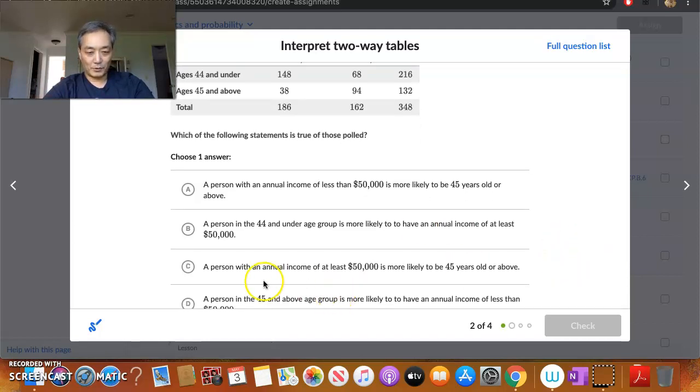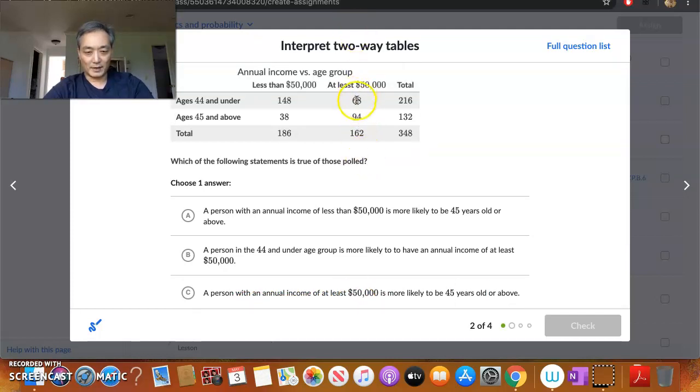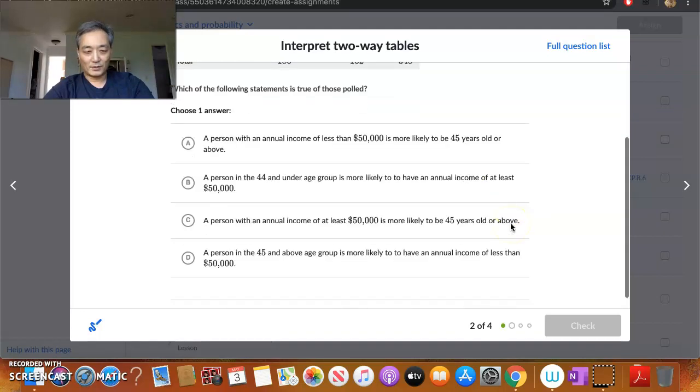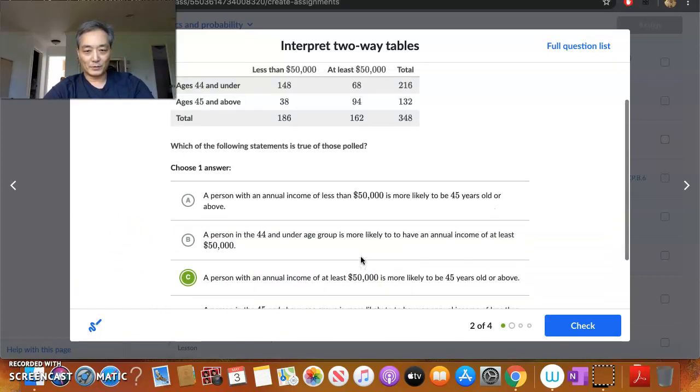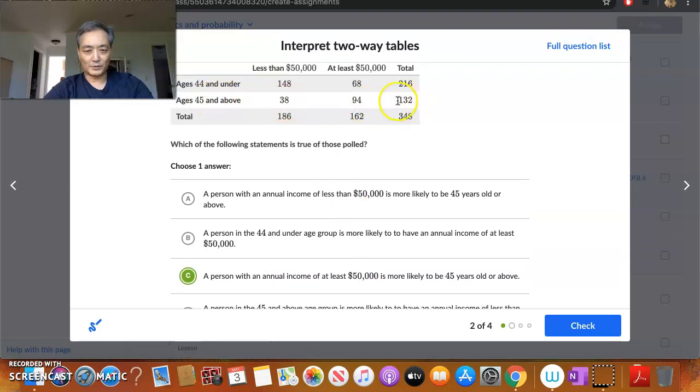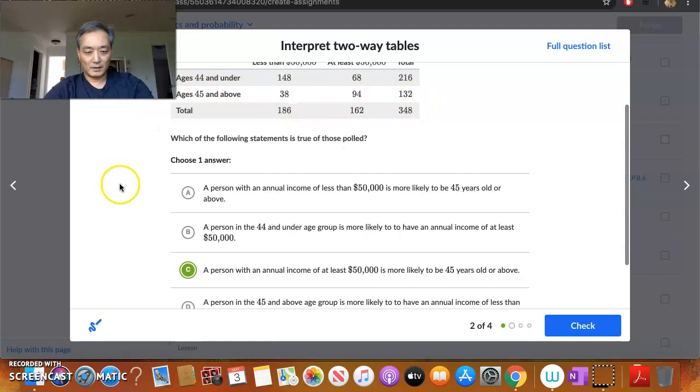Okay. How about C? A person with an annual income of at least 50,000. So we're looking at these numbers here. At least 50,000 is more likely to be 45 years old or above. Okay, that makes sense because here it's 68 as opposed to 94, right? So it looks like 94 is more. So I think that could be the answer. And let's look at the last one, just to make sure. A person in the 45 and above age group, so again, we're looking at this row right here.